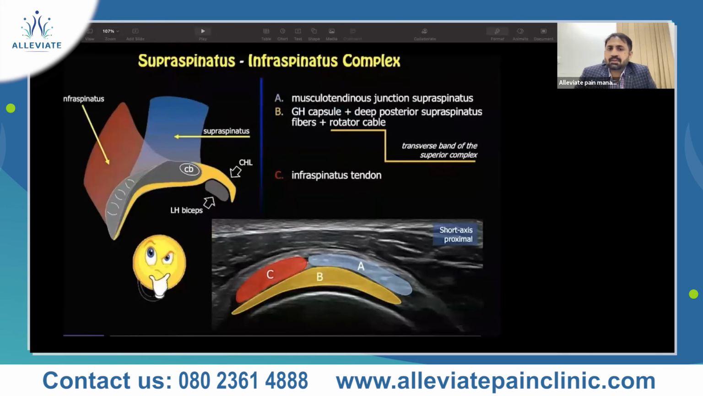So, the supraspinatus and infraspinatus complex. Here is a brief discussion. This is the coracohumeral ligament, which comes down, and a little proximal to the attachment there is a rotator cable. The rotator cable with the capsule and the deep posterior supraspinatus together form the superior complex. There is this reflective pulley, and this is the superior glenohumeral ligament, which will be present in this place. So this is your supraspinatus, infraspinatus, and the superior complex in the short axis.